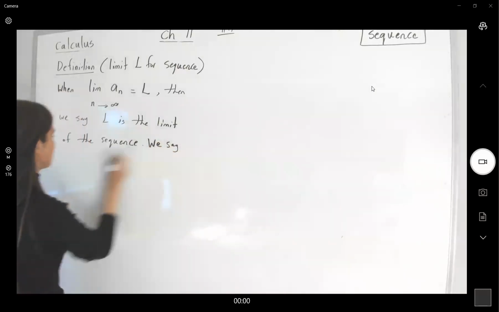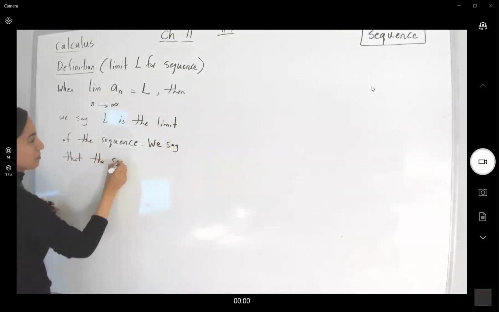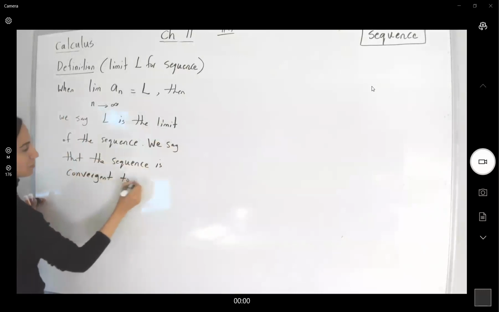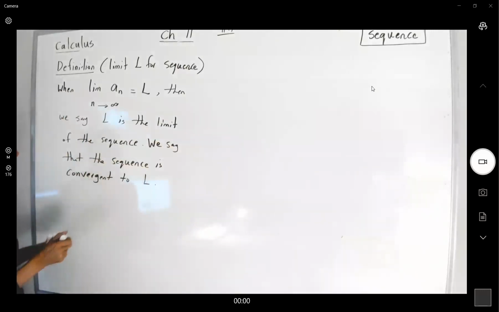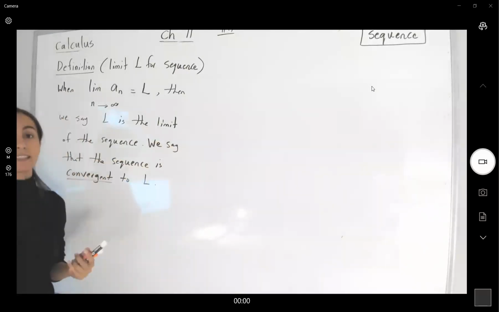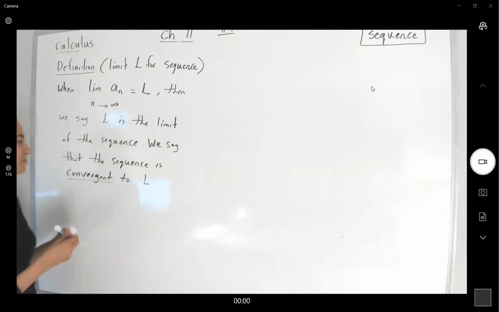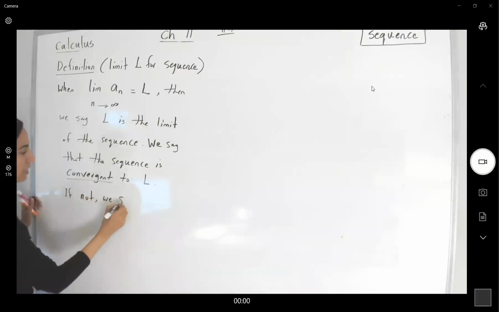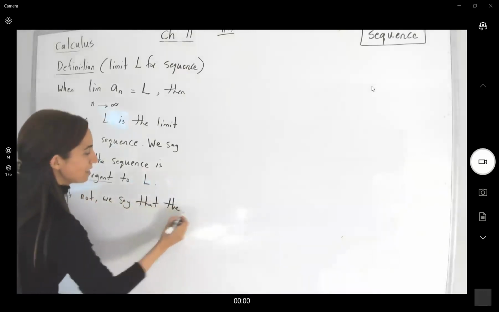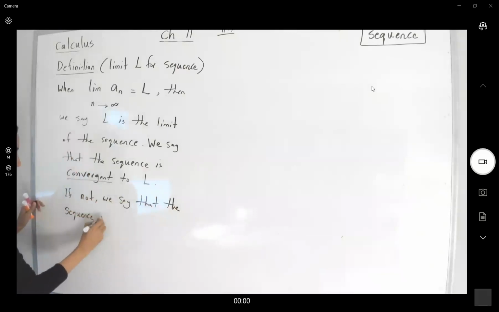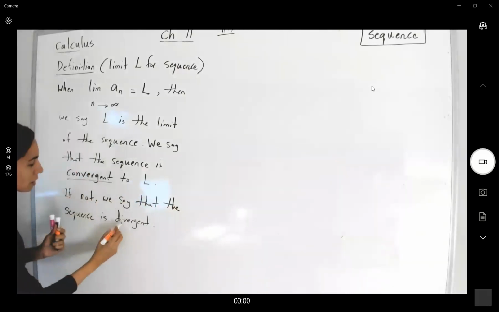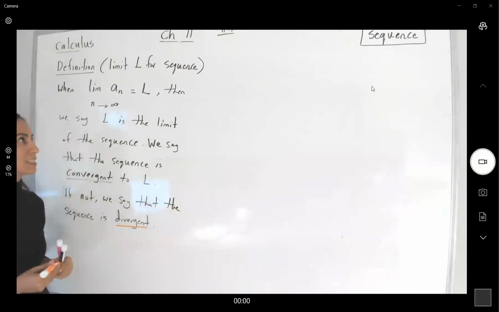We say that the sequence is convergent to L. Okay. What if it doesn't have a limit? In that case, we say that the sequence is divergent. If not, we say that the sequence is divergent. So convergent sequence, divergent sequence, these are the terminologies that we use when you're dealing with sequences. Okay.